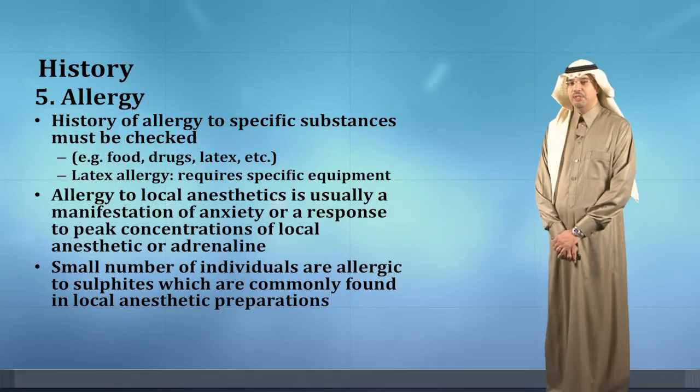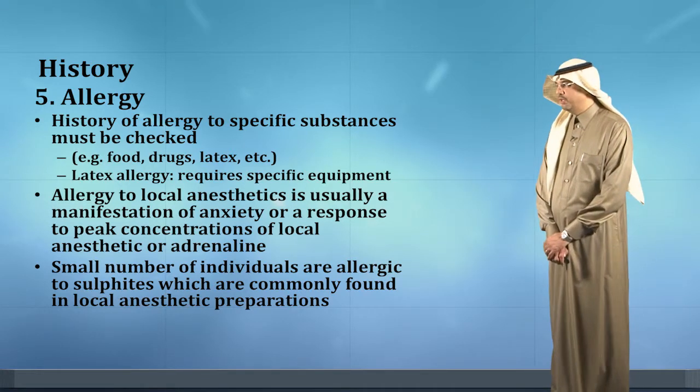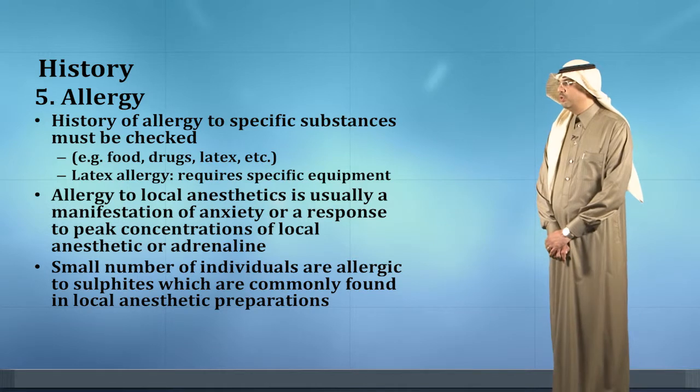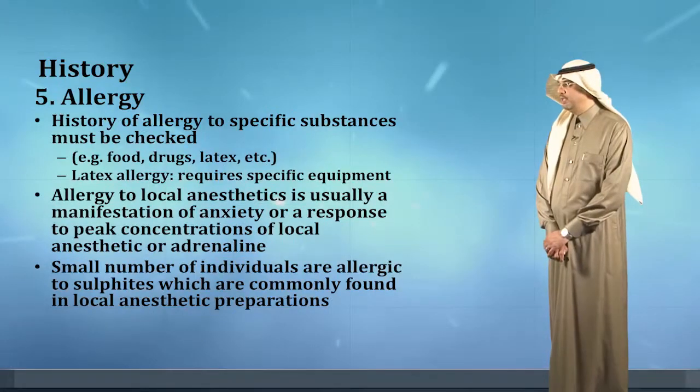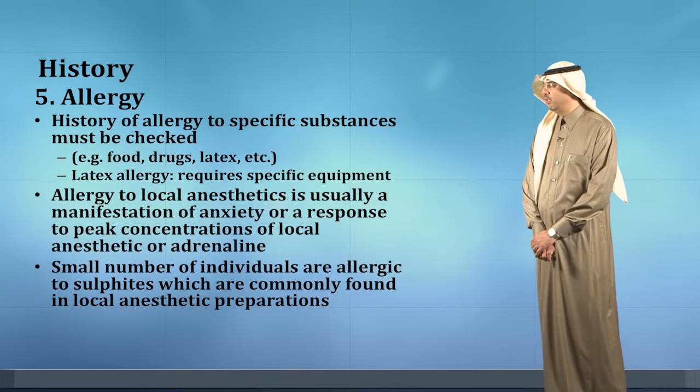The fifth element of history taking is the history about any previous allergic reaction. The history of allergy should be to specific substances, such as food, drugs, or latex. For example, latex allergy requires specific equipment and preoperative management. Allergy to local anesthetic is usually a manifestation of anxiety or a response to peak concentration of local anesthetic or adrenaline. A small number of individuals are allergic to sulphites, which are commonly found in local anesthetic preparations. So an important emphasis about these should be taken during allergy history evaluation.